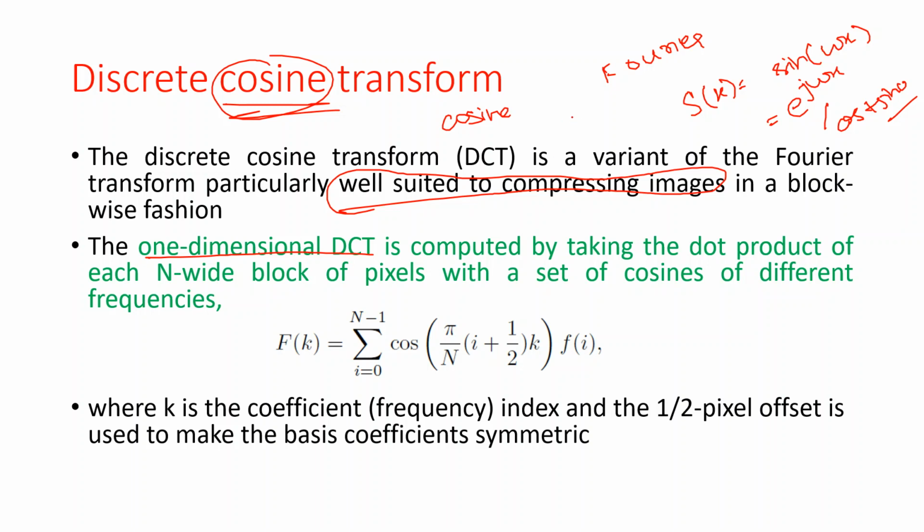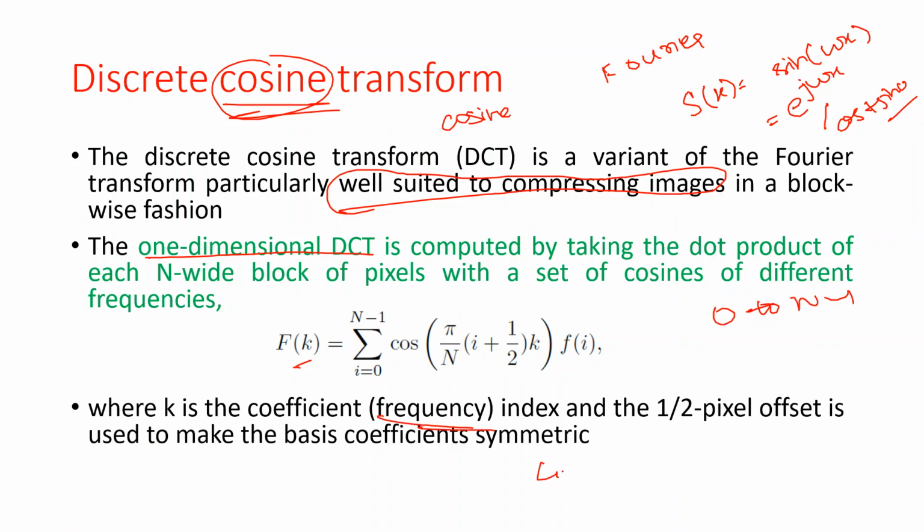Previously we have seen Fourier transform in 1D as well as 2D, right? Similarly, we are going to see the 1D cosine transform. I'm going to consider the pixels from 0 to n minus 1. On applying the discrete cosine formula, I'll get f of k equal to so and so. This f of k represents how much of the cosine of each frequency k exists in the block. It represents the frequency coefficient.